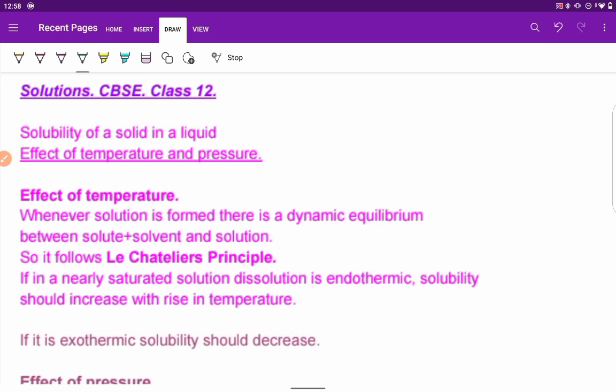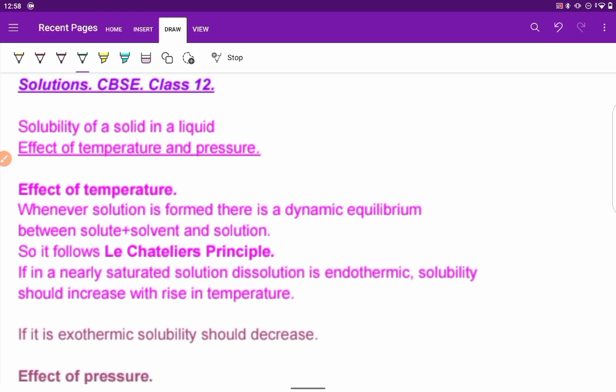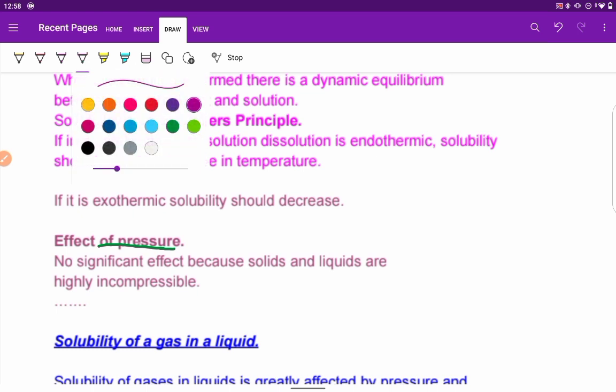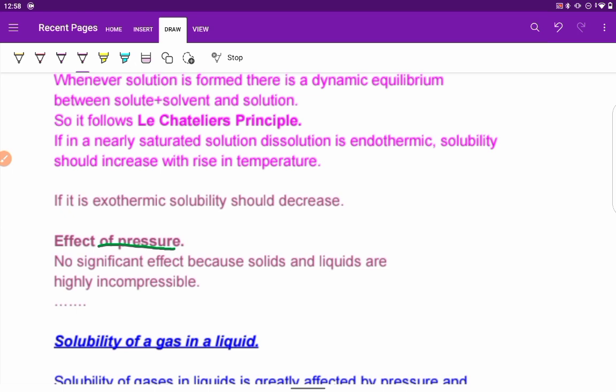Next we see the effect of pressure. There is no significant effect because solids and liquids are highly incompressible. Pressure does not have much effect because solids and liquids both are highly incompressible and they are unaffected by changes in pressure.